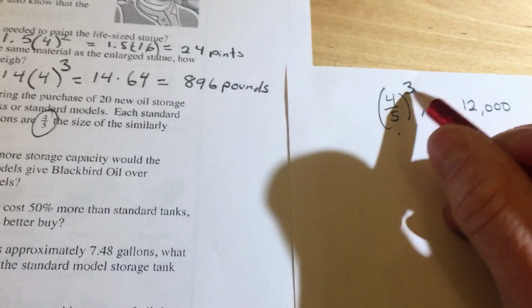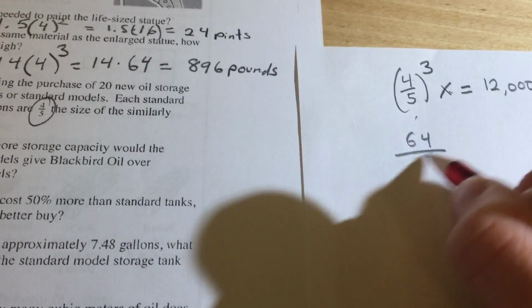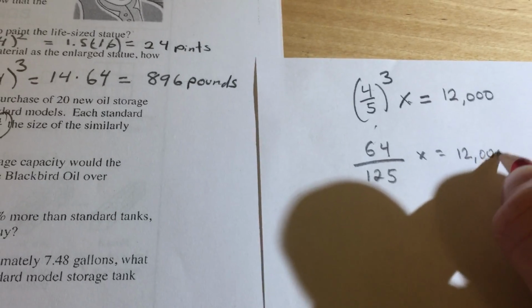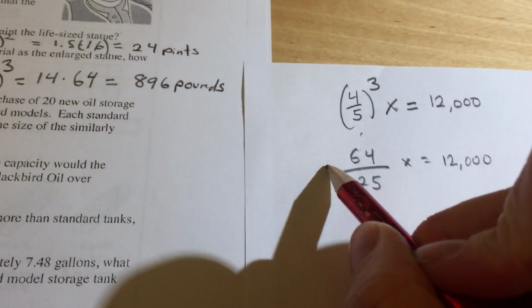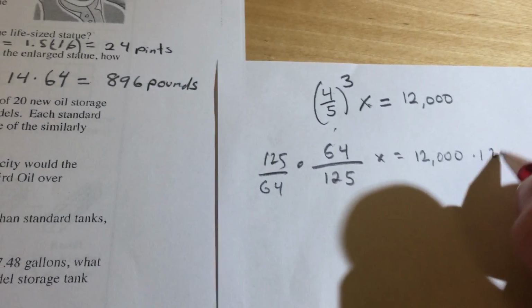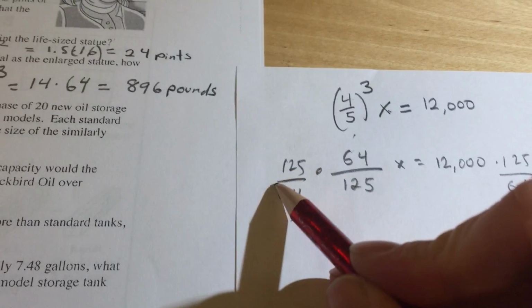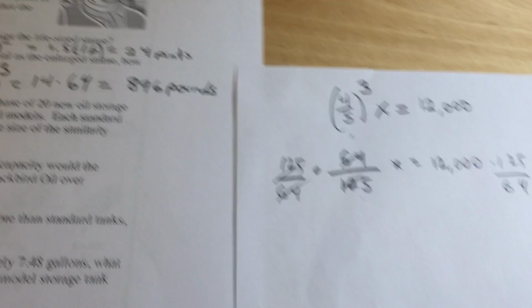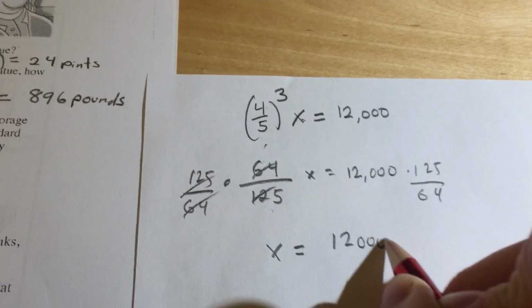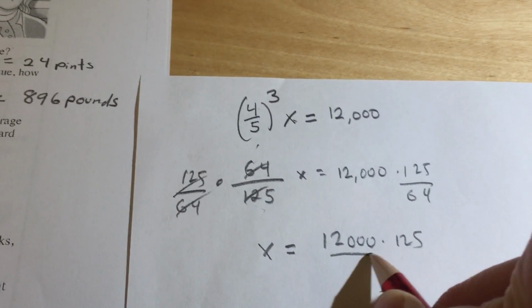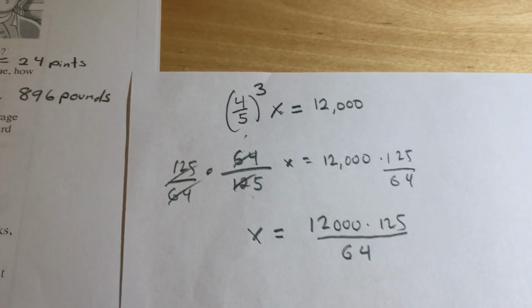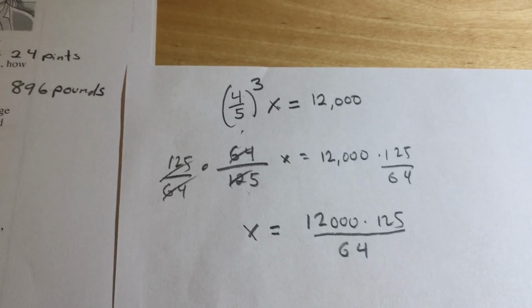Okay, so I'm going to cube everything. So this will be 64 over 125, again times X is equal to 12,000. And I'm going to go ahead and multiply by the reciprocal on both sides. So the 125 cancels out, and the 64 and the 64 cancel out. So X is going to be 12,000 times 125 all over 64. So take a moment, grab a calculator, and calculate that.